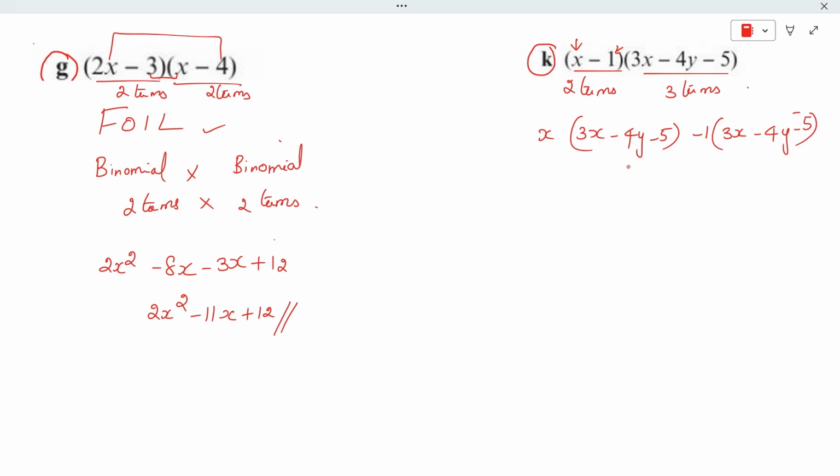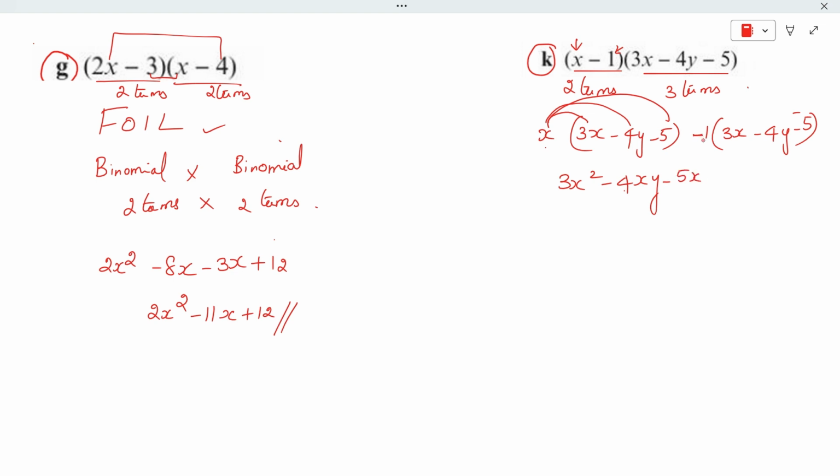Got it? Now what am I supposed to do? I'm going to multiply the x with each of the terms. So x times 3x is 3x square. x times minus 4y is minus 4xy. So always the coefficient first, followed by the variable. x times minus 5 is minus 5x.